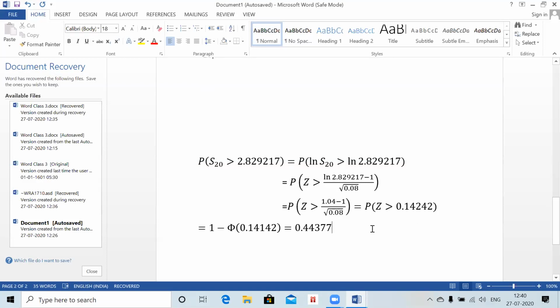Has everyone done up to here? Sigma will be 0.08 only, Preeti, not 0.8. 20 into 0.004. Others, are you all done?